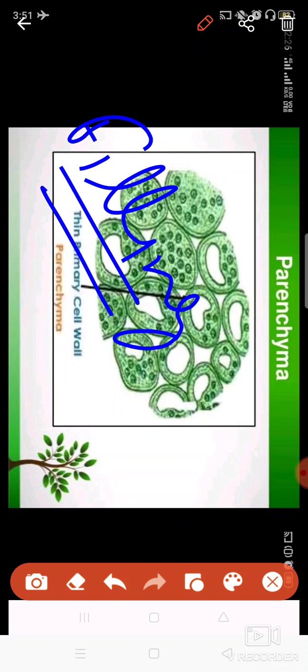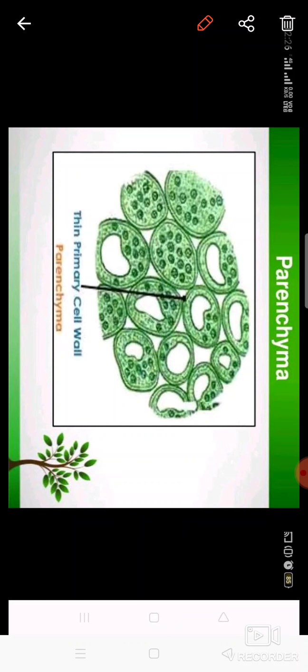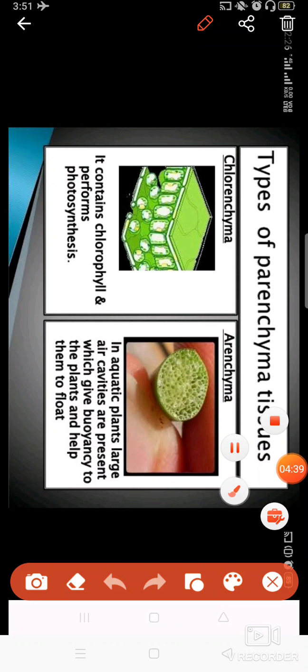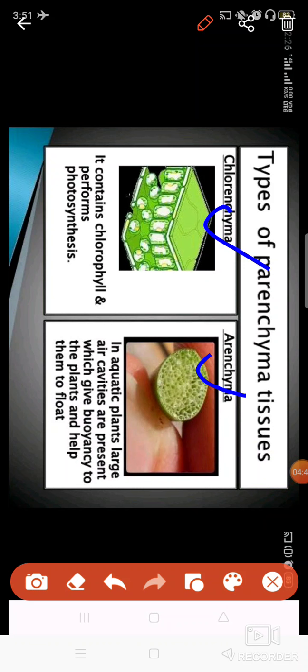In all the filling areas of the plant, this parenchyma tissue is found. For example, in a leaf, the epidermis is made up of a different kind of parenchyma. Under that, a region known as mesophyll is also made up of these kinds of cells. This parenchyma tissue is divided into two types: chlorenchyma and aerenchyma.